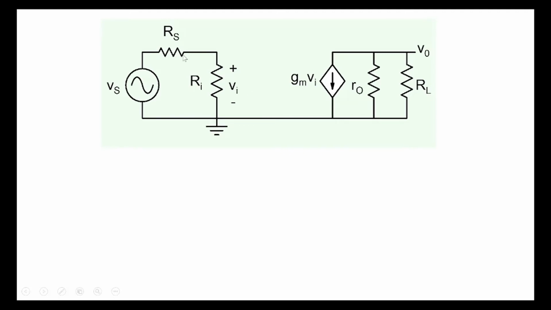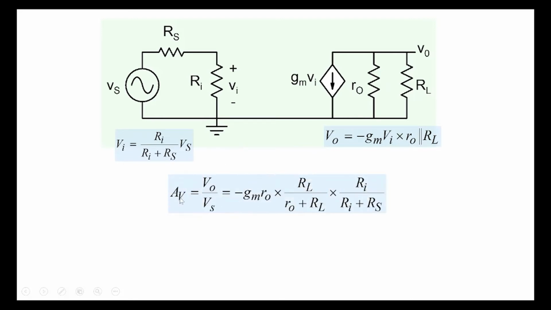We know what Vi is. This is a voltage divider here. Vi is Ri over Ri plus Rs times Vs. And the output voltage V0 is nothing but this gm Vi current flowing through the parallel combination of R0 and RL. So V0 is minus gm Vi times R0 parallel RL here. And we can combine them together to get Av, the voltage gain.